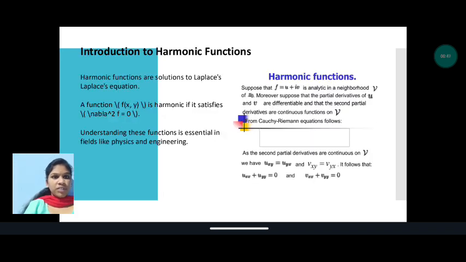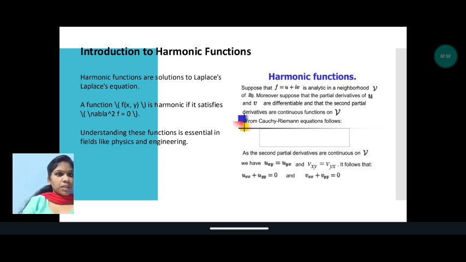Introduction to harmonic functions. Harmonic functions are solutions to the Laplace equation. A function f(x, y) is harmonic if it satisfies the Laplace equation. Understanding these functions is essential in fields like physics and engineering.